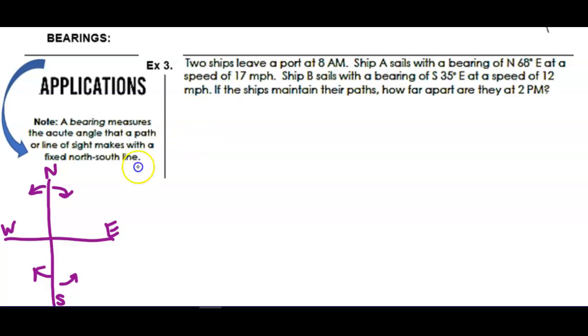The other thing we need for this particular question, this one's really tricky, is rate times time equals distance. It says 2 ships leave a port at 8 a.m. Ship A sails with a bearing of blah, blah, blah at 17 miles an hour. So its rate is 17 for ship A. And ship B is a bearing of blah, blah, blah at a speed of 12. And their paths continue. How far apart are they at 2 p.m.?